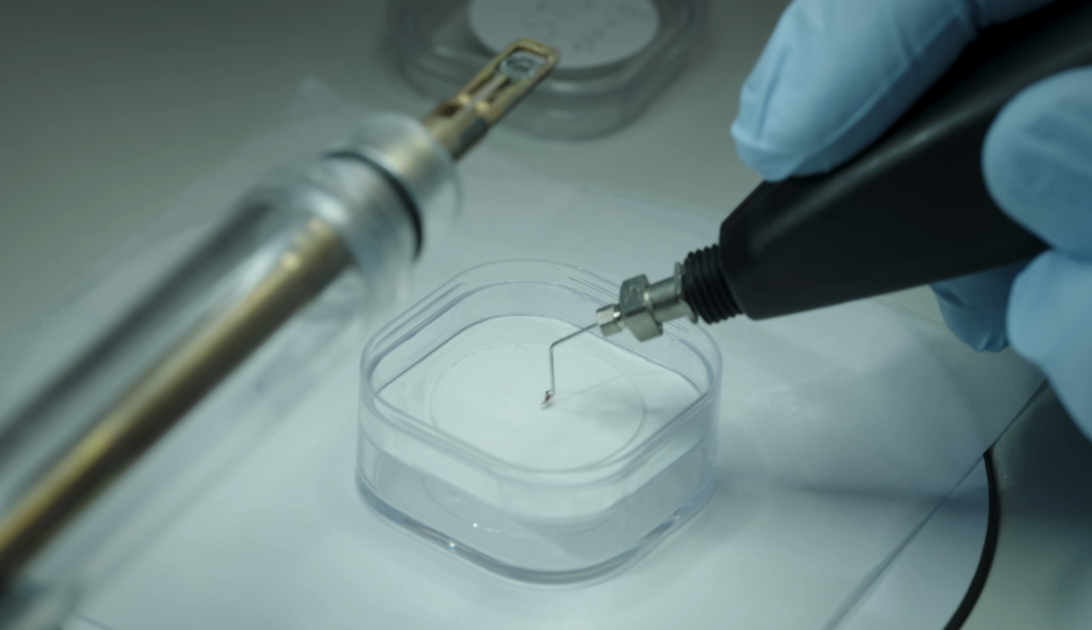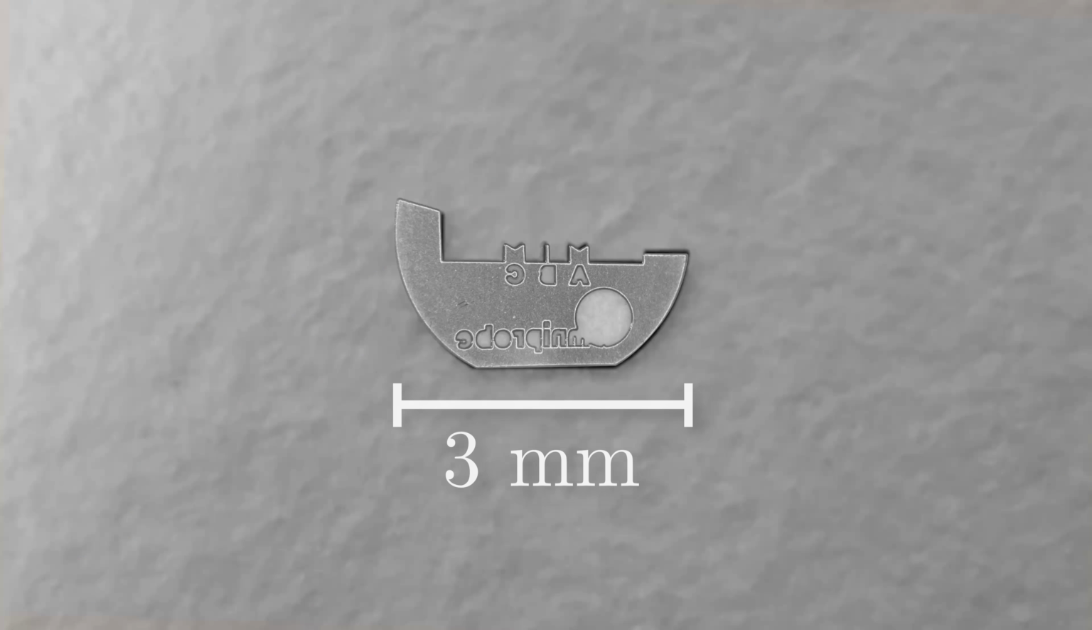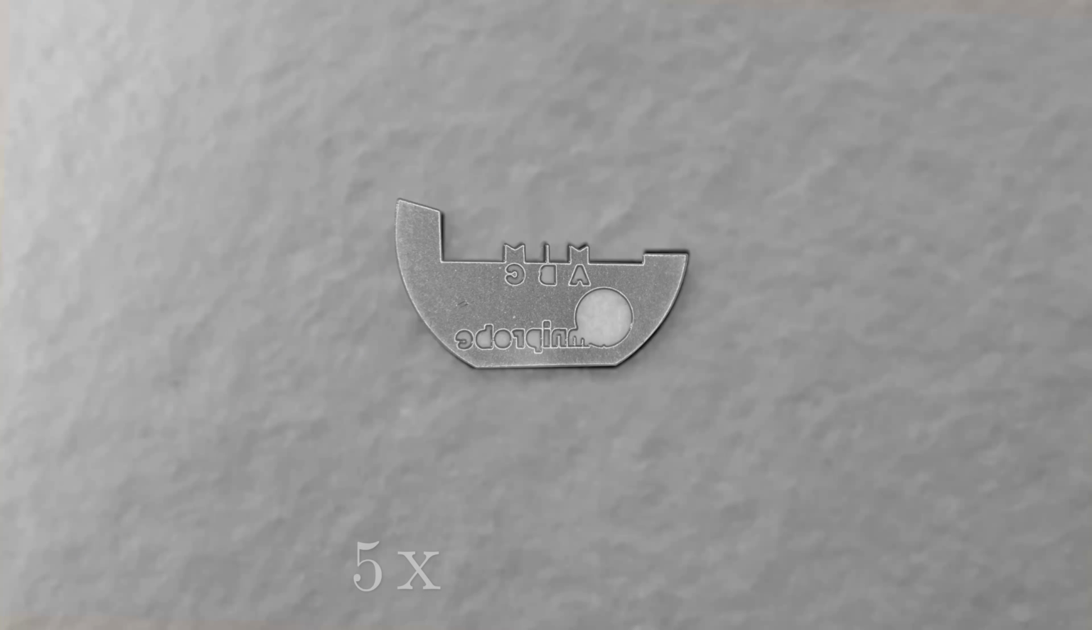This is a tiny piece of metal just 3 millimeters across. And here's what happens if you just keep zooming in. 1,000 times, 100,000 times, 50 million times. Each of these blobs is an actual atom.